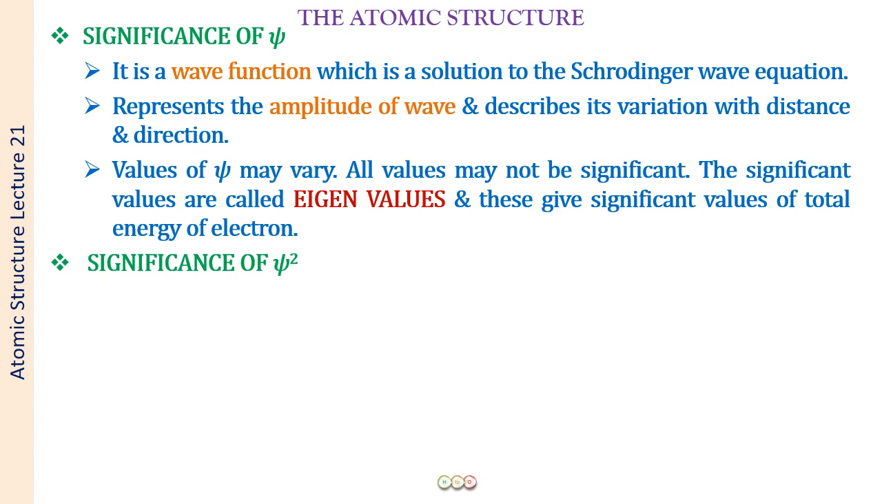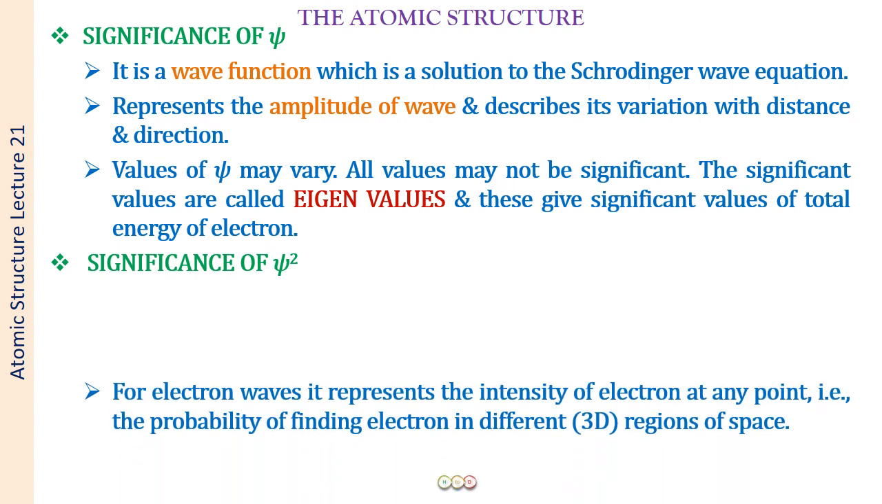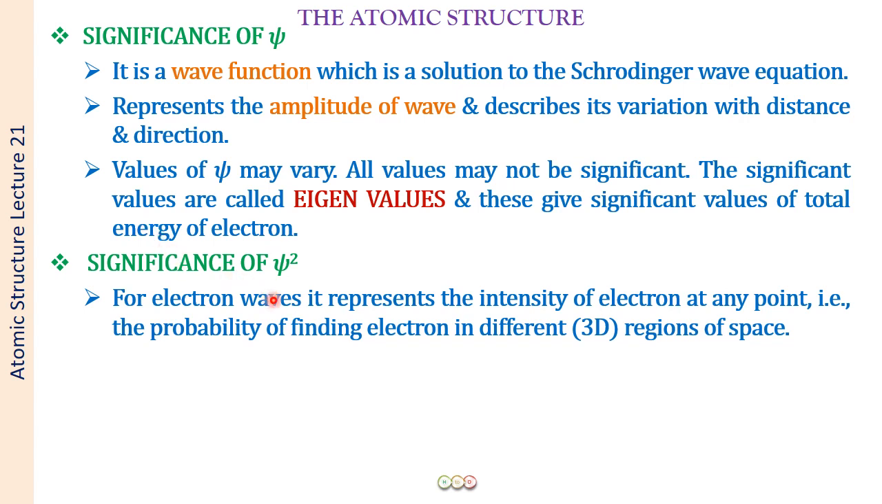Then what is the significance of psi square? For electron waves, psi square has a physical significance, and this represents the intensity of the electron at any point. That is the probability of finding the electron in a three-dimensional region of space. So psi square will give us the probability of where we can find the electron, right? We cannot exactly say where the electron is going to be. We can only say that there is a probability of finding an electron.